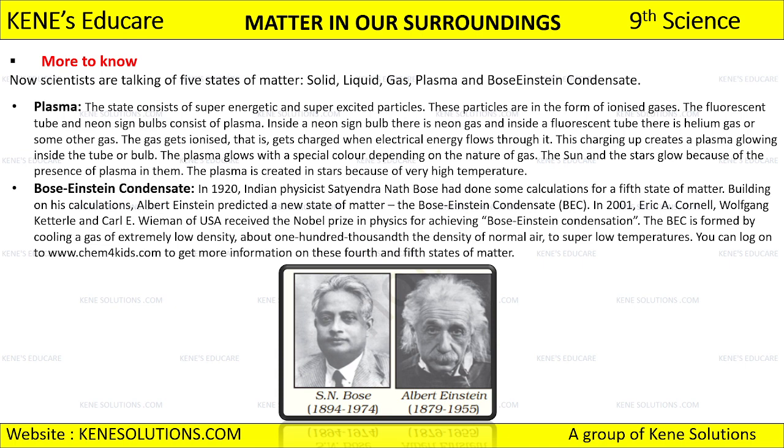Okay, so in 2001, Eric A. Cornell, Wolfgang Ketterle, and Carl Wieman of USA received the Nobel Prize in Physics for achieving this Bose-Einstein condensate. This has been formed by cooling the gas at low density, about 1/100,000 the density of normal air. So the temperature was very low over here.